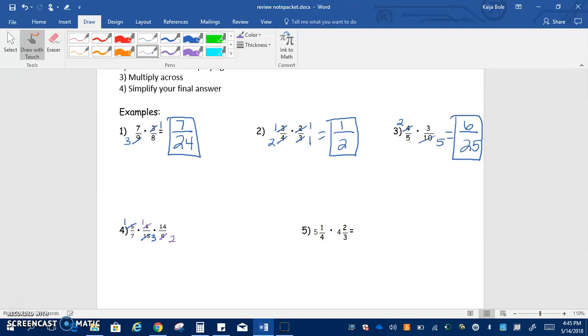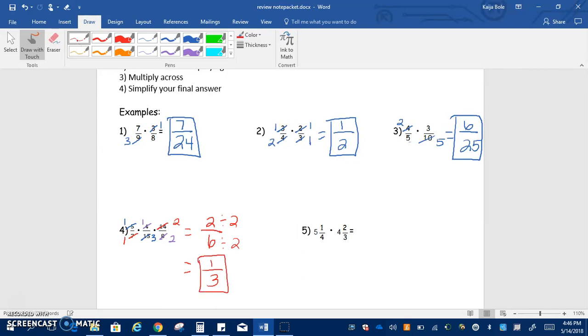And my last one, couldn't see until the very end, I can do 7 and 14 here. I can divide them both by 7. 7 divided by 7 is 1. 14 divided by 7 is 2. So now if I multiply across, 1 times 1 is 1, times 2 is 2, over 1 times 3 is 3, 3 times 2 is 6. So I have to always check, can I simplify? And I can here. I can divide them both by 2 again, so I end up with 1/3.